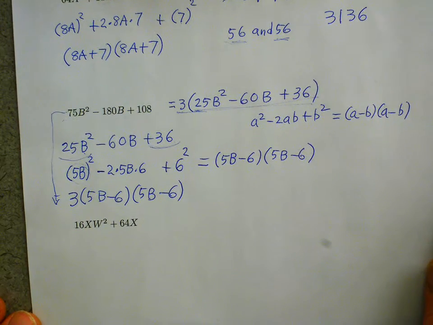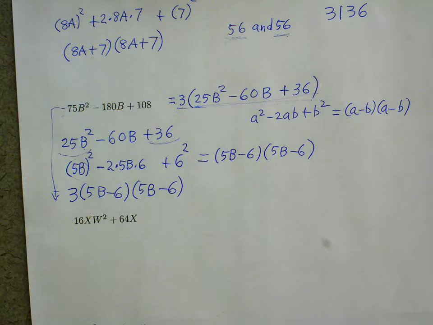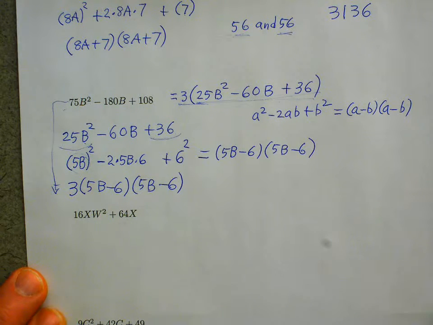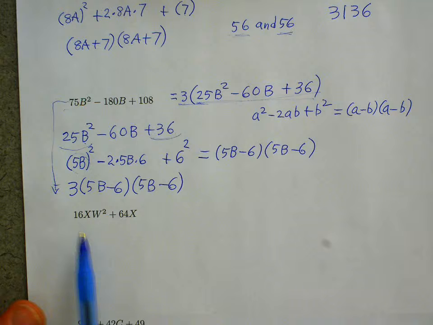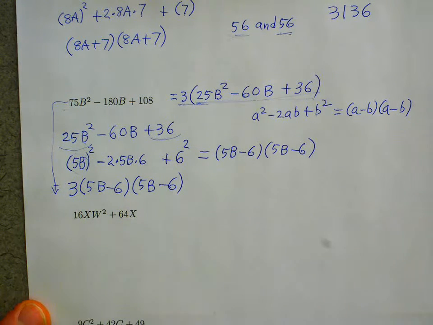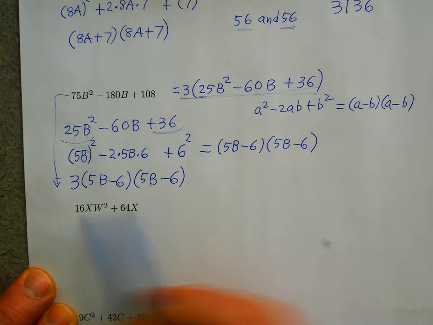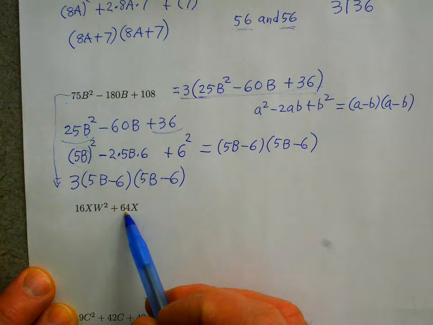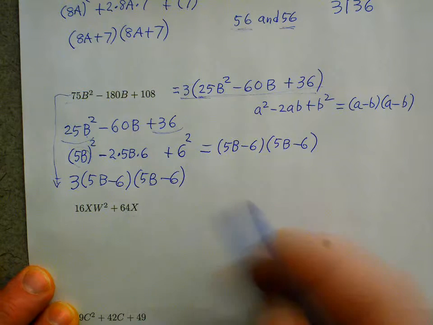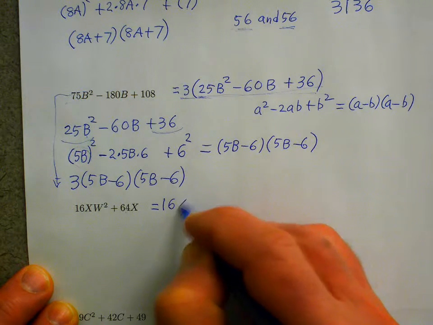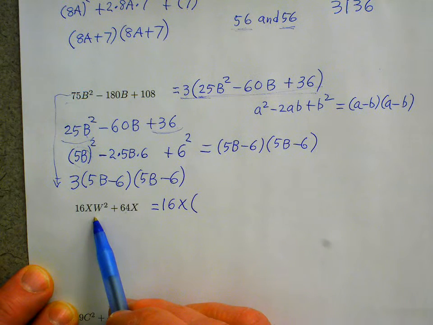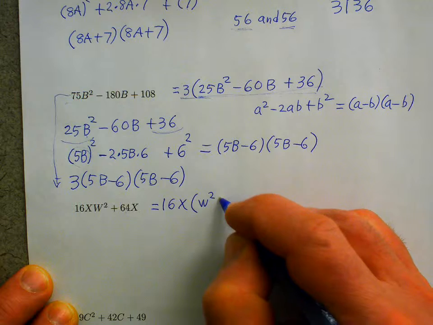Okay, and the next one, 16x w to the second plus 64x. Well, there is a common factor other than 1, so the greatest common factor. So what is the greatest common factor? When we compare the numerical factors 16 and 64, would it be 16? Yeah, 16. 16 times 1 is 16, and 16 times 4 is 64. Each of the terms also has x. So we can factor 16x out of both terms. And then when we factor 16x out of both terms, we get w to the second plus 4.